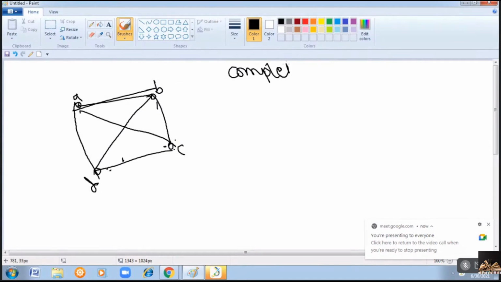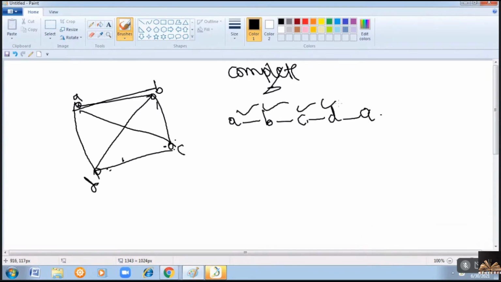Let us check whether it is a Hamilton graph or not. Start from A to B, B to C, C to D, D to A. Okay, so we have visited all the 4 vertices and come back to the starting vertex. So with this you can say that all the complete graphs are Hamilton graphs.